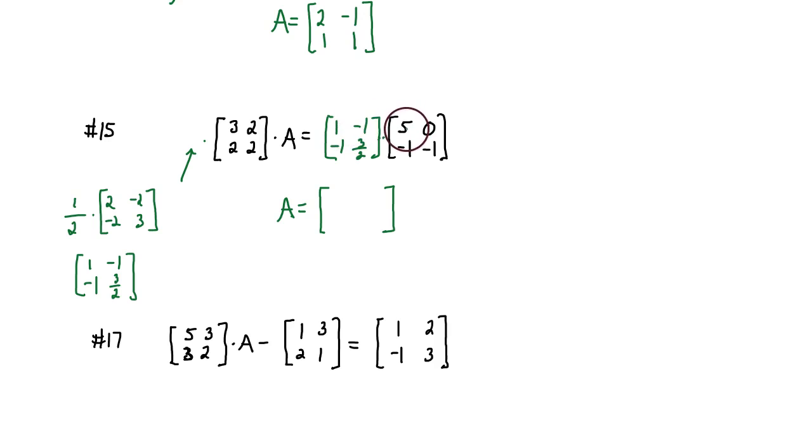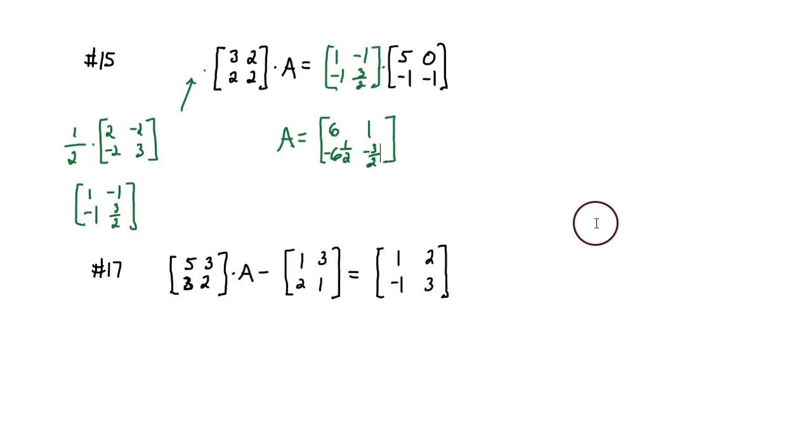1 times 5 is 5, plus -1 times -1. And this turns out to be 6. 1 times 0 is 0, plus -1 times -1. This turns out to be a 1. Now the bottom row. -1 times 5 is -5, plus 3 times -1, which is -1.5. So this is -6.5. -1 times 0 is 0, plus 3/2 times -1, which is -3/2. Here is matrix A.